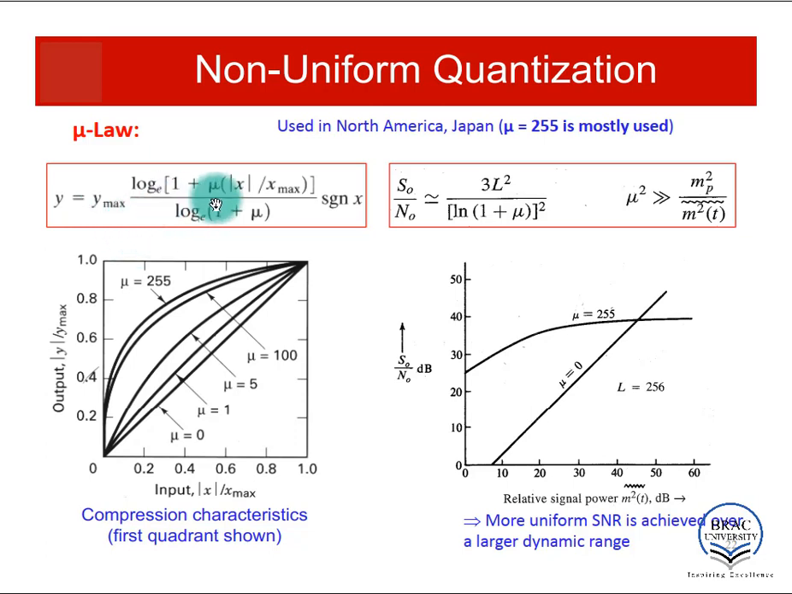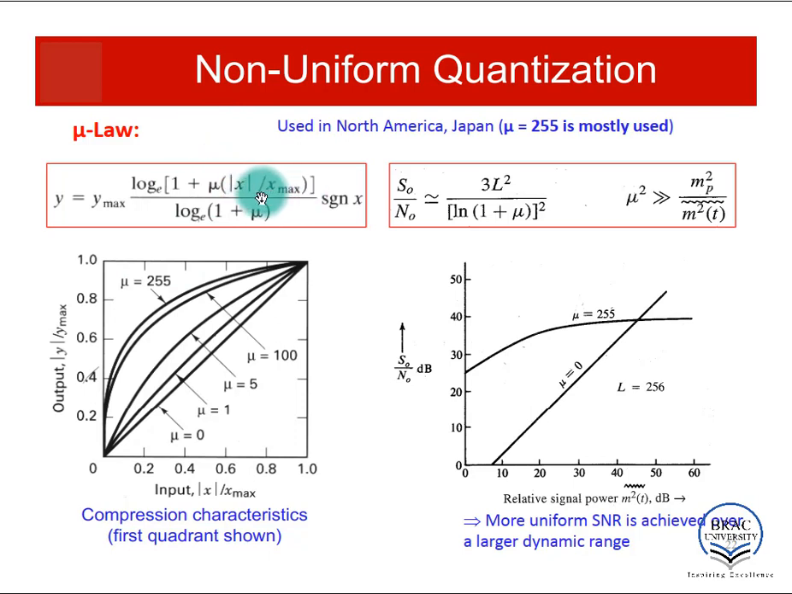Then mu is basically the constant of this mu law, and mostly mu is 255. Note this value down also, mu is 255. If any other mu is explicitly mentioned in the question, you have to use that mu. But if no mu is mentioned, then you can safely use mu equal to 255. So we know all these values here.